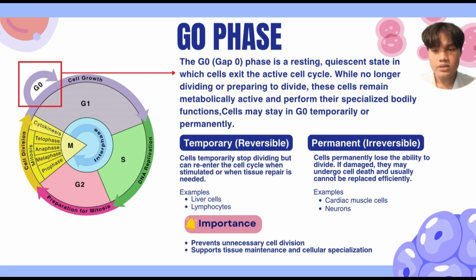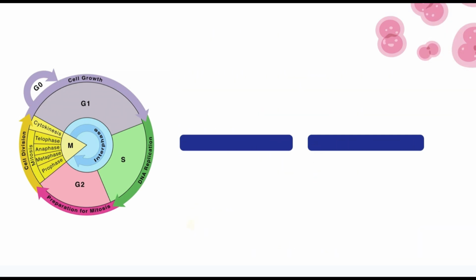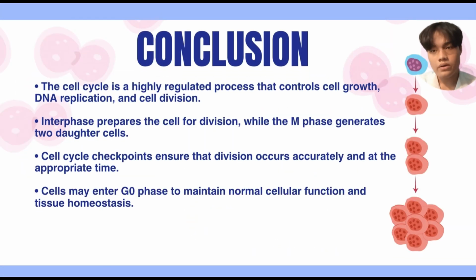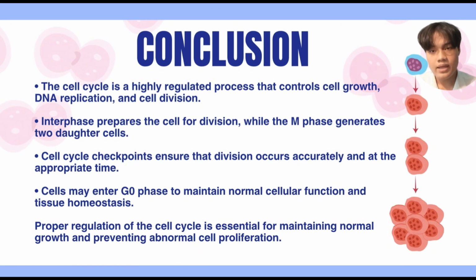G0 phase is important because it prevents unnecessary cell division and helps maintain normal tissue function and cellular specialization. To conclude, the cell cycle is a highly regulated process that controls cell growth, DNA replication, and cell division. During interphase, the cell grows, copies its DNA, and prepares for division. Then, in the M phase, one parent cell divides to produce two daughter cells.